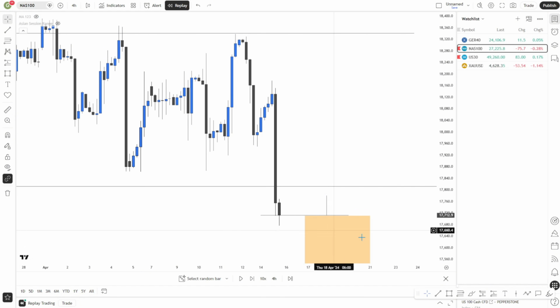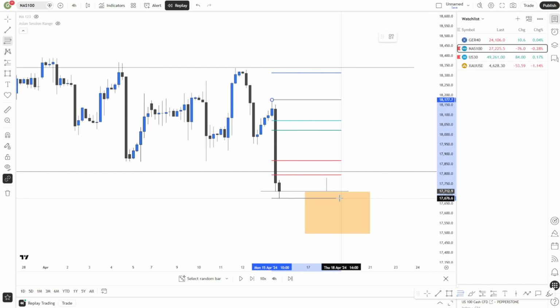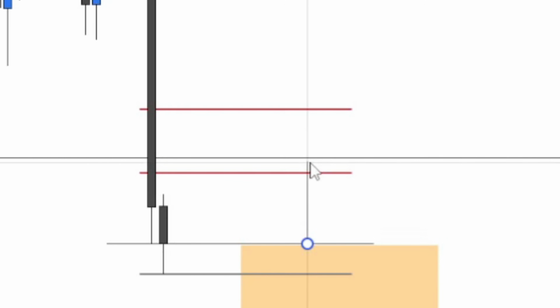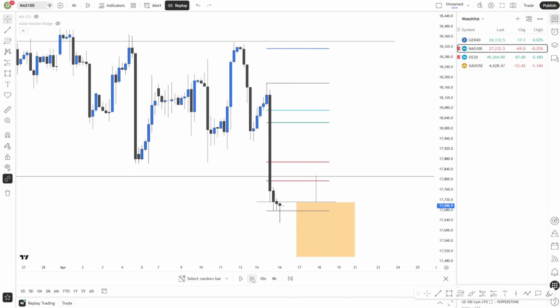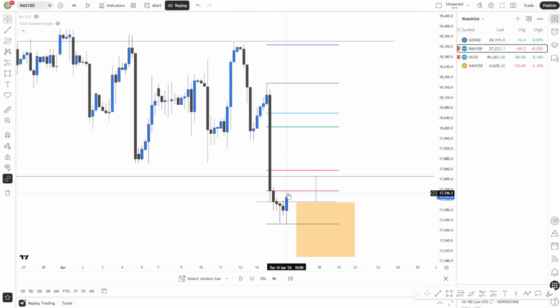Okay, so now we have this push. So we can just take Fibonacci from the top of the push to the bottom of the push. And we just got to wait for pullback into this level. Okay, so all we wait for is the pullback to be done. Okay, we're going to put the fibs like this. And as you can see, we almost tap into the level.